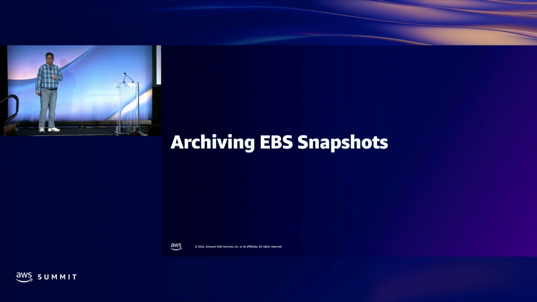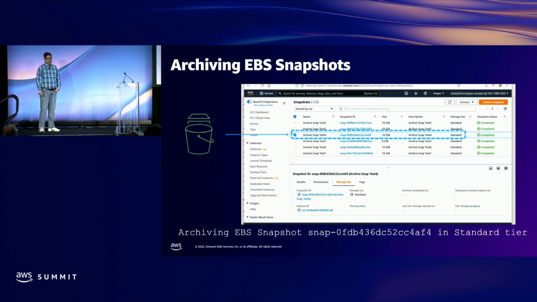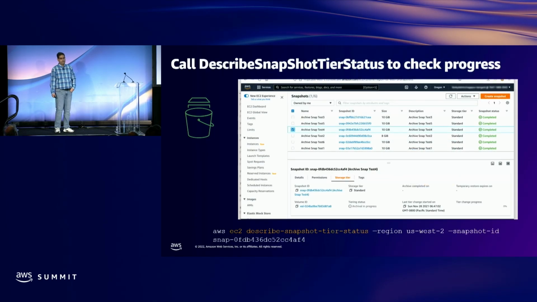So, archiving EBS snapshots. If you go to the snapshot console, you'll see a list of snapshots, and now you'll see storage tier as a new option. Let's say in this case, we choose to archive one of the snapshots in that list. You would call modify snapshot tier, or just right-click and choose archive snapshot. And in this case, we will proceed with the archive in the background. You can call describe snapshot tier status in order to check how far along the snapshot is from an archival standpoint.